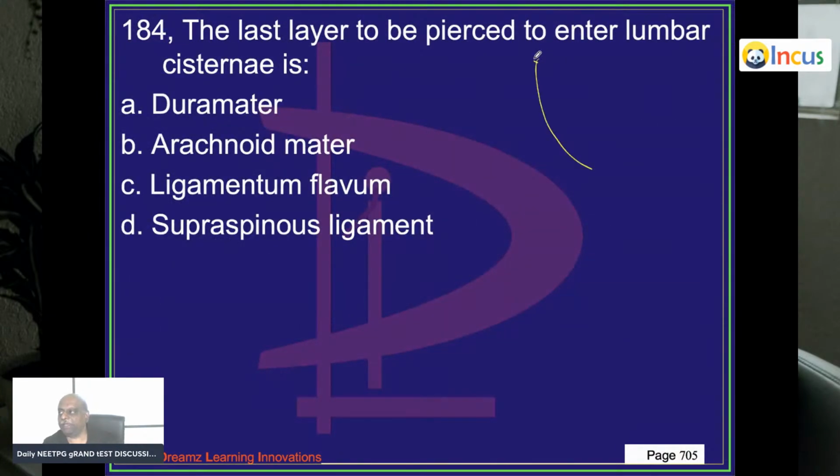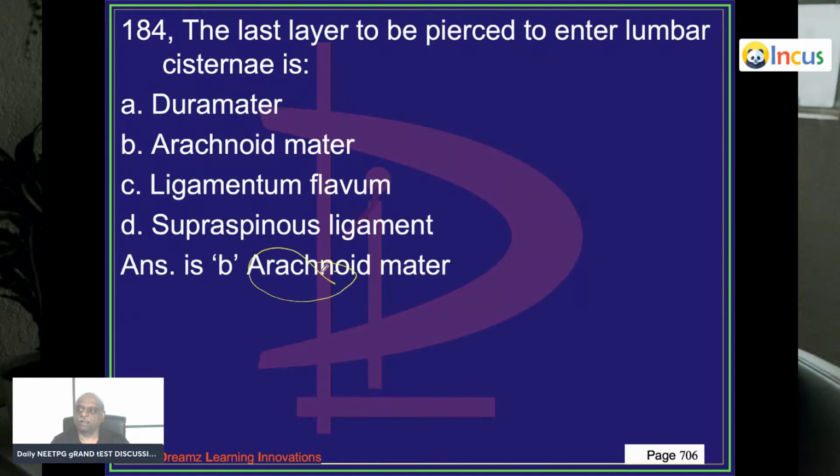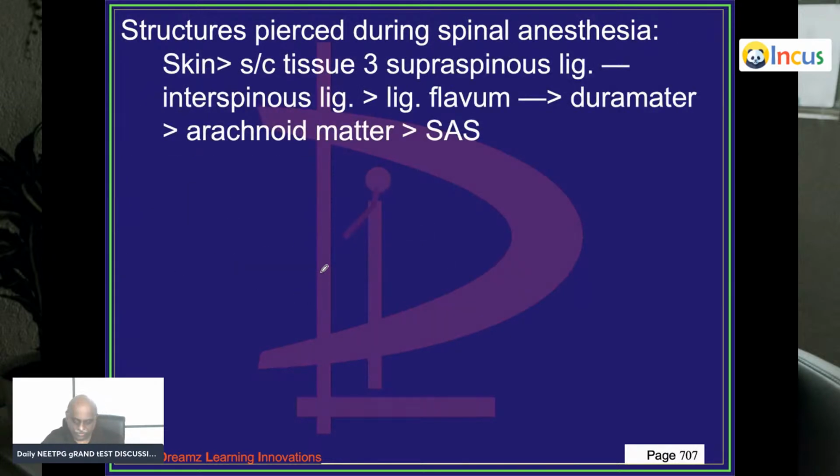The last layer to be pierced while you are entering the lumbar cistern is the arachnoid mater. So what are the layers through which spinal anesthesia passes? Skin, subcutaneous tissue, supraspinous ligament, interspinous ligament, ligamentum flavum, dura mater, arachnoid mater, then subarachnoid space.